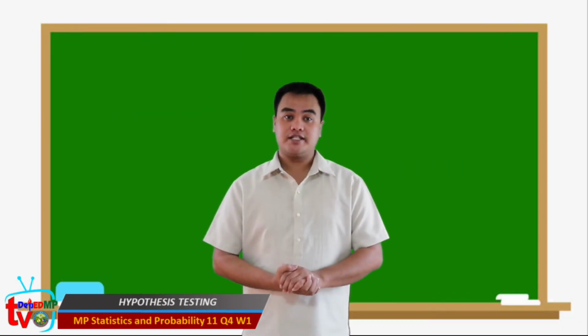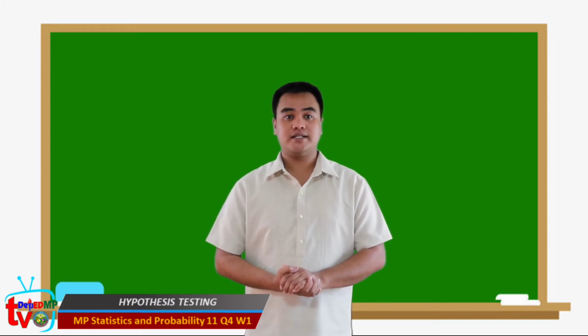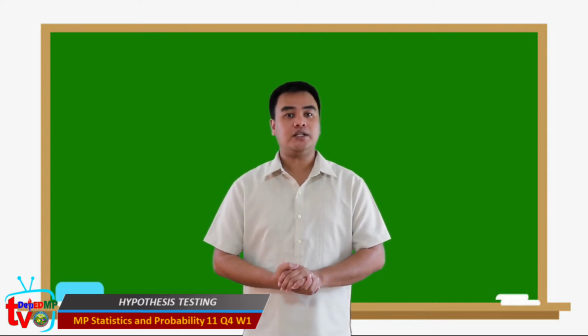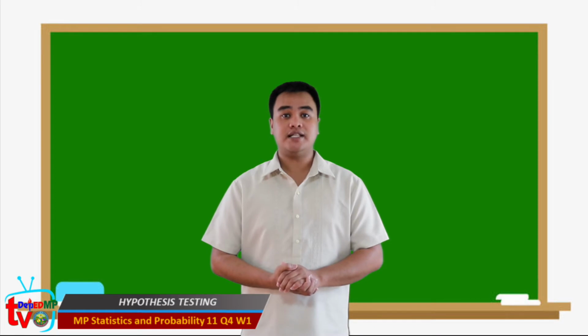In our inference, we base our decision on only one sample. Thus, there is a possibility that we may commit an error. However, to minimize the probability of committing a type 1 error, we can decrease the value of alpha, also called the significance level.